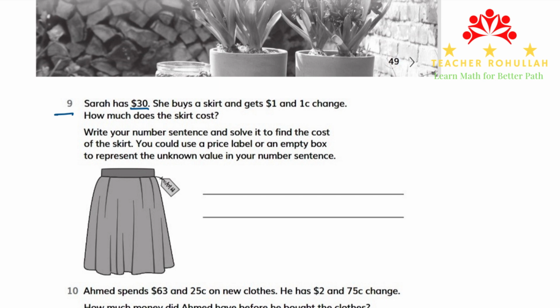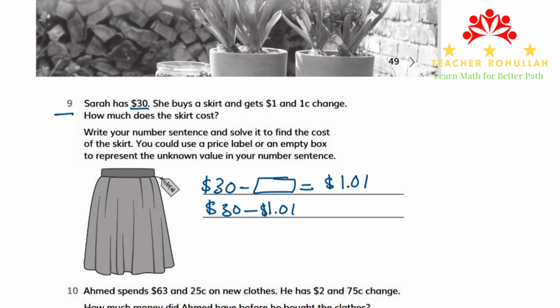We know that she had $30, so we will write $30 minus, we don't know what amount the price of the skirt is, but we know how much change she got. It is $1.01. Let me write using the decimal point. To find out how much the price of the skirt is, we can use inverse operation. We can subtract $1.01 from $30. So I can write $30 minus $1 and 1 cent.